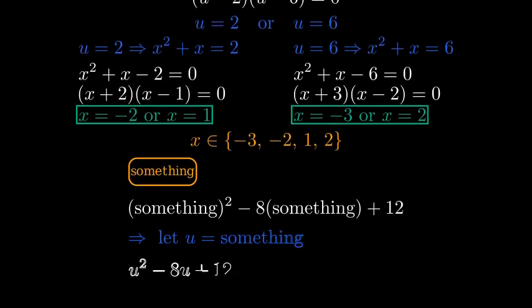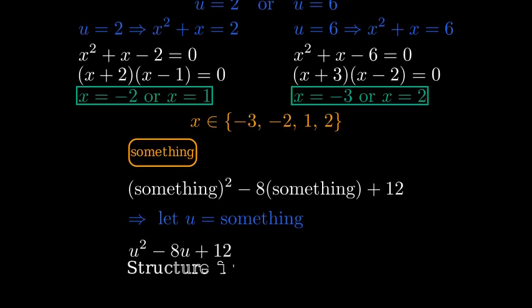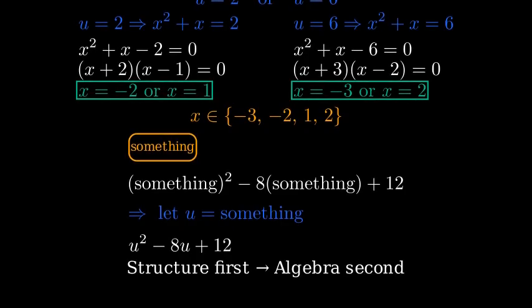Intuition tip: when you see a pattern like (something)² plus a multiple of the same something, treat that repeating something as a single letter. This turns a hard fourth-degree problem into an easy quadratic. So the strategy is: spot the repeating block, substitute a simpler variable, solve the quadratic, and substitute back. Structure first, algebra second.